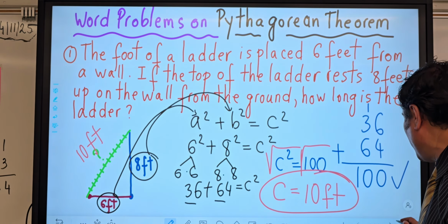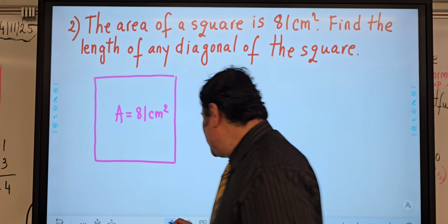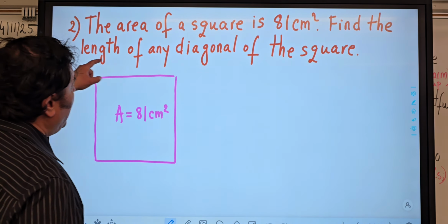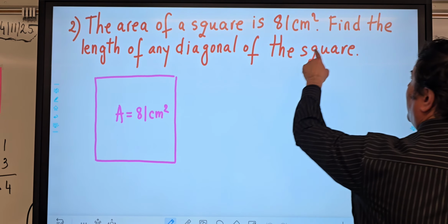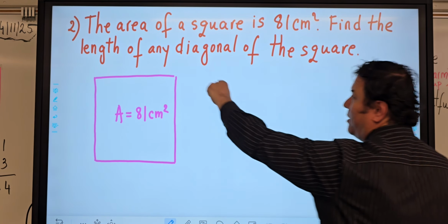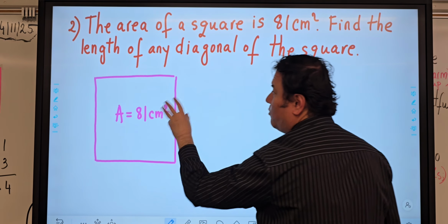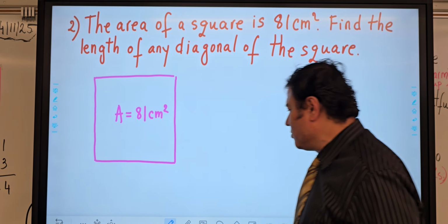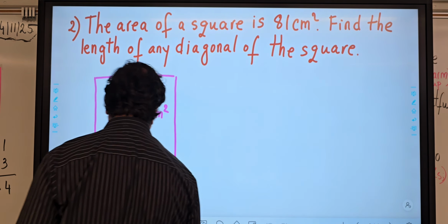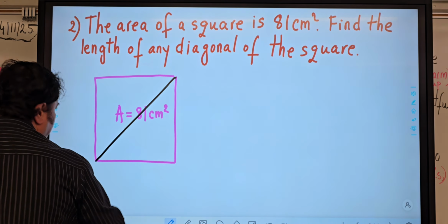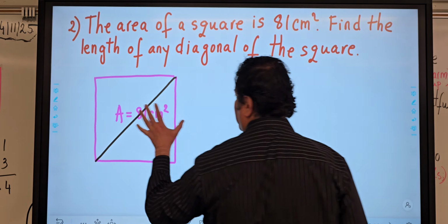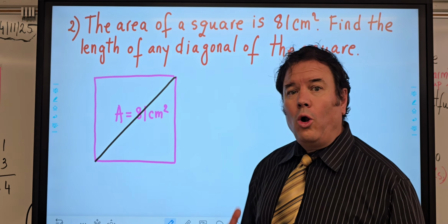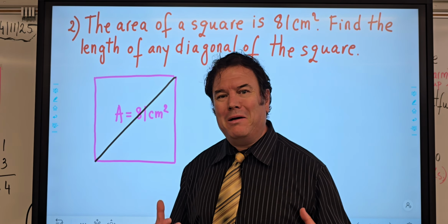Let's take a look at another word problem here now. Let's take a look at this word problem. And here we have, it says here, the area of a square is 81 centimeters squared. The area of this square is 81 centimeters squared. Now we need to find the length of any diagonal. So let's randomly pick a diagonal. Let's do this diagonal right here. We need to find the length of that diagonal. But we know that in a square, all the sides are equal, right?